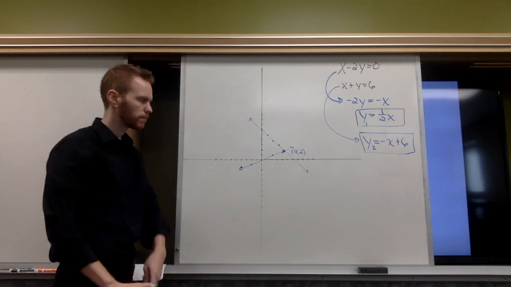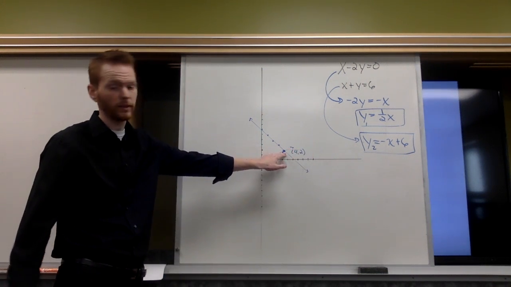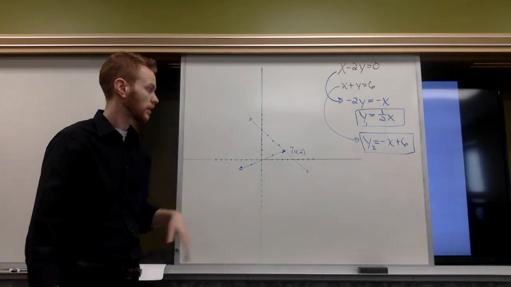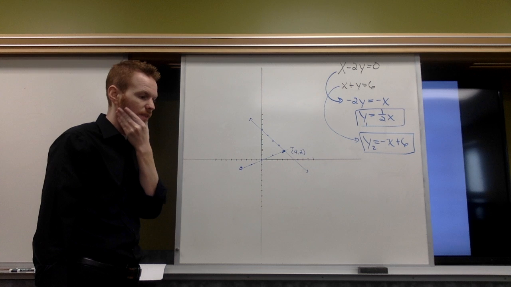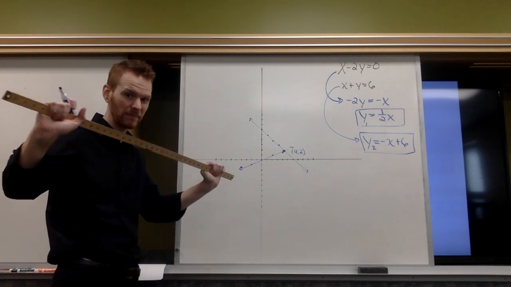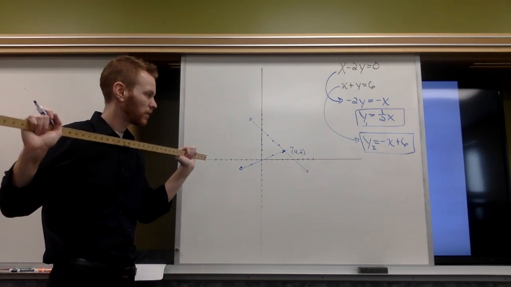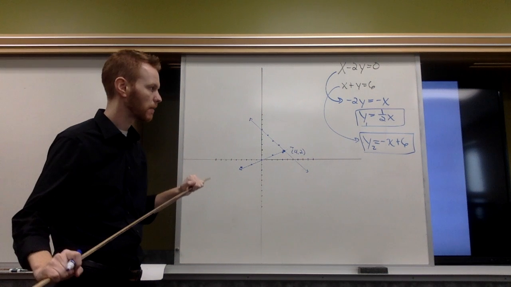So you see how I was just plotting points for both of them until they both had the same point? Then I drew my lines. I think that's easier to see. If you draw your lines, and if you don't draw them accurately, it's going to be hard to find that point of intersection. So that's just my recommendation.